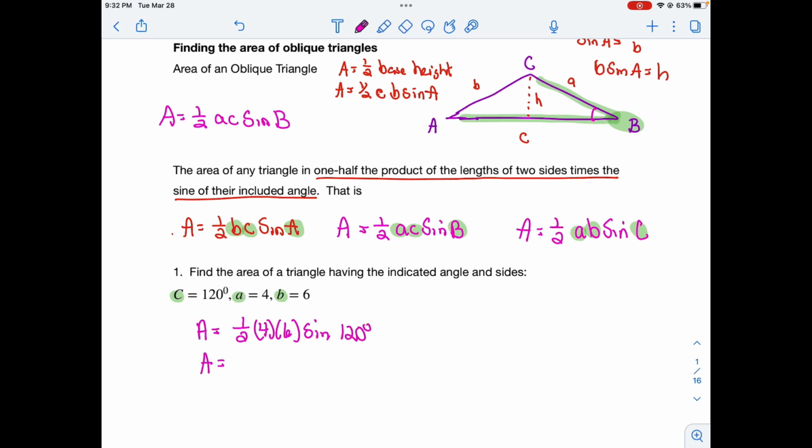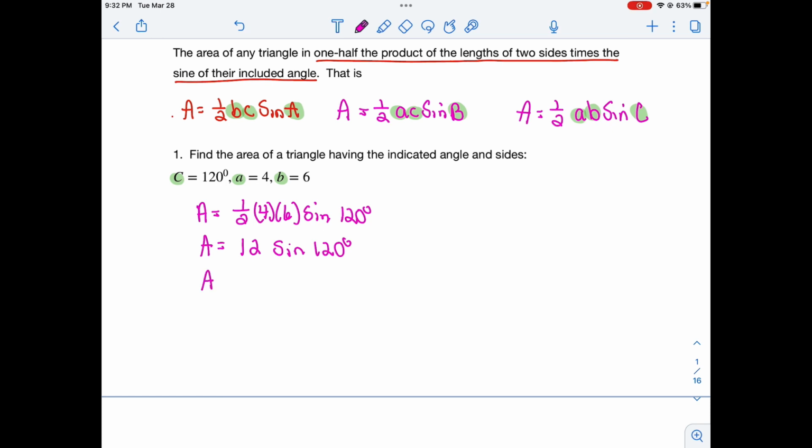All right, we're going to plug this in. So 1/2 of 4 times 6 is 12. Sine of 120 degrees, well, that's on our unit circle. It's in quadrant 2. And the sine of 120 degrees is going to be √3 over 2. So I can simplify that, and my answer is going to be 6 square root of 3.